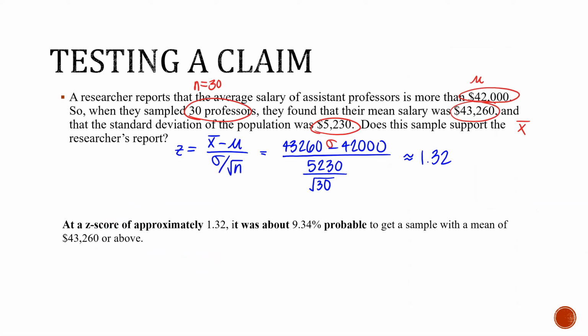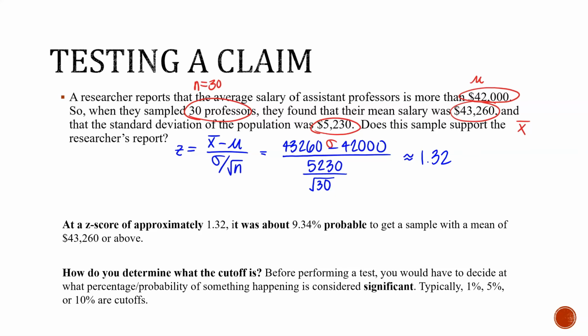This means that at a z-score of approximately 1.32, it was about 9.34% probable to get a sample with a mean of $43,260 or above. Well, now going back to our claim, are we going to reject the claim that was made, or do we fail to reject the claim? How do we determine what the cutoff is? So before performing a study, a researcher actually has to first decide at what percentage or probability is an event considered to be significant. Typically, we use 1%, 5%, or 10% as our cutoffs.